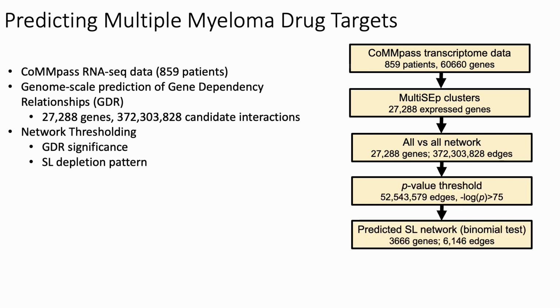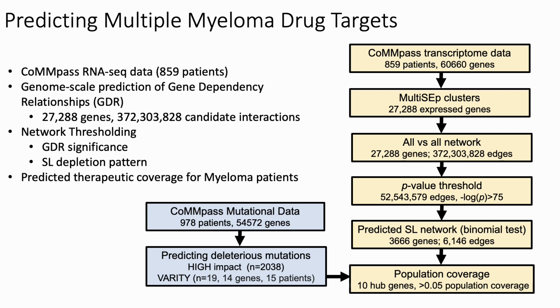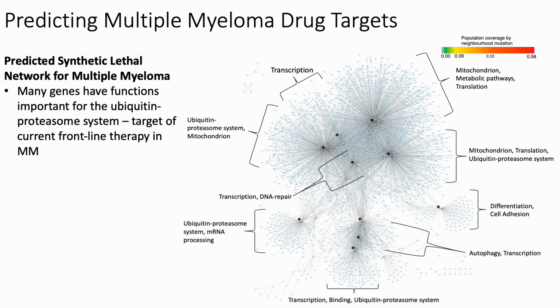We then applied two Q-value thresholds, firstly for gene dependency relationship significance, and secondly to identify synthetic lethal depletion patterns. We then integrated the mutational data for the COMPASS cohort, and we used the Varity, SNP-EFF and SNP-SIFT algorithms to predict deleterious mutations, and this was in order to assess the therapeutic coverage across myeloma patients.